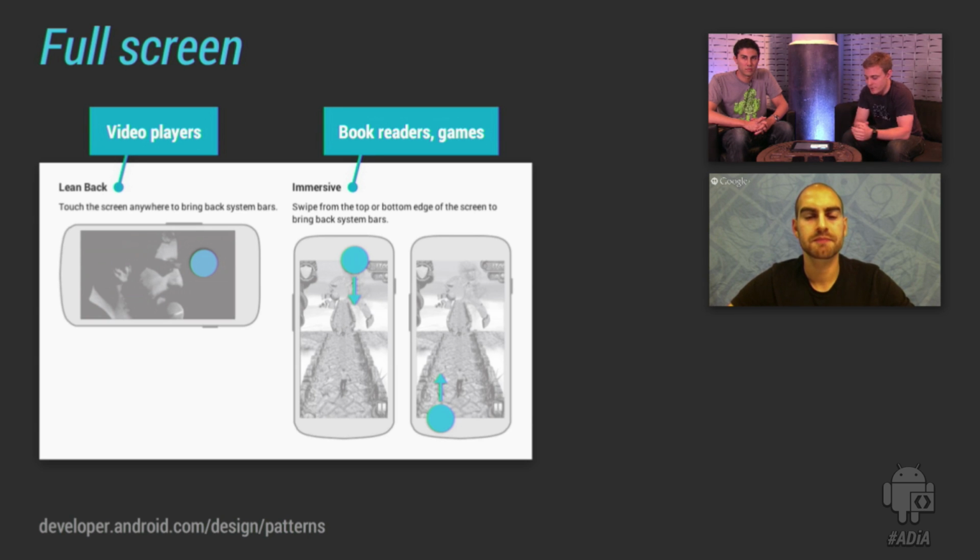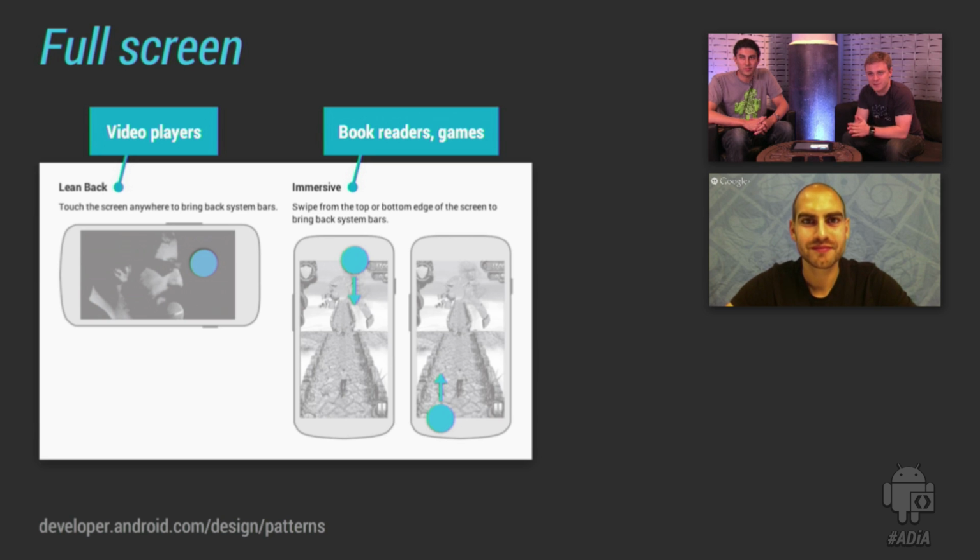This is called lean back because generally if you're watching a video, you're not really interacting with the screen. You're not doing stuff in the middle of the screen. You're just sitting back and watching the video. So as soon as you touch the screen, the bars appear. That basically prevents the app from doing anything else with the screen.